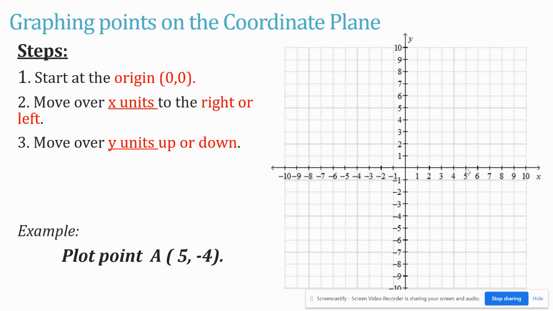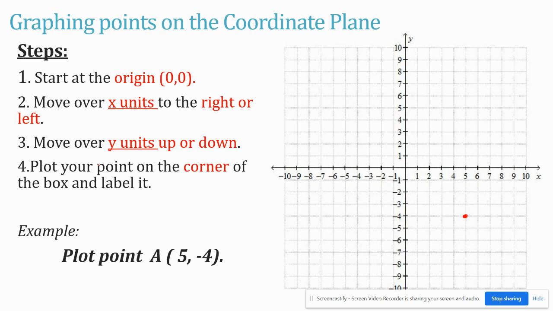The next step is to move y units up or down. So if we look at our point, our y value is negative 4. So where our x is 5, we're going to go down, because it's negative, to where y is negative 4. So 1, 2, 3, 4. That is where our point is going to go. So let me have my pen ready. So I'm going over 5, down 4. And I'm going to put a point right there.